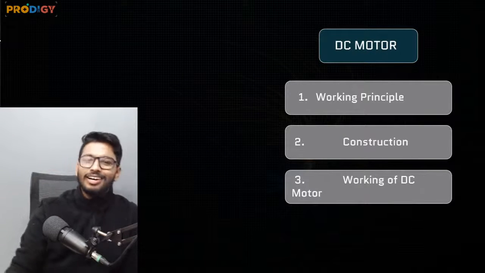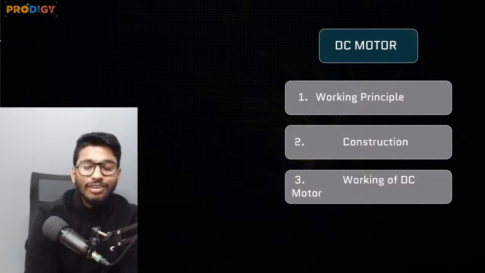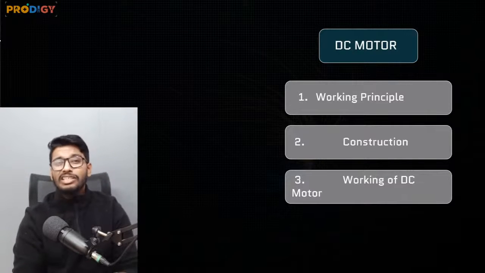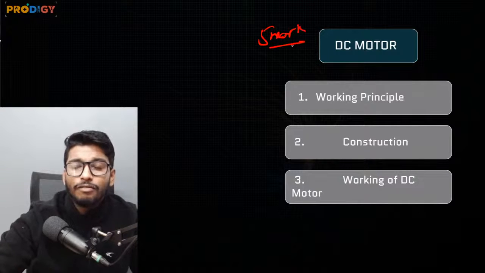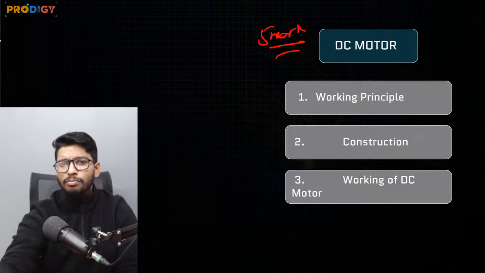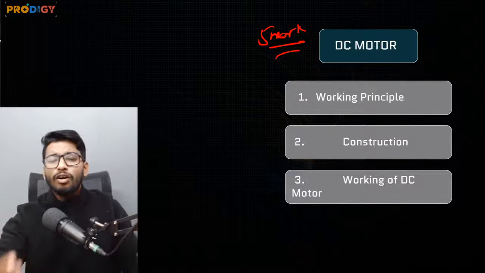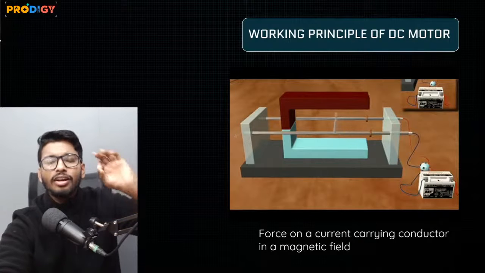Talking about the DC motor, on the other hand, people, the DC motor is a very important topic, a direct 5-mark question if it is asked. So this is a very, very important one. For the DC motor, there are 3 things you need to know. One is the working principle, the construction, and the working of the motor itself. The working principle is very simple. It works on Lorentz force.